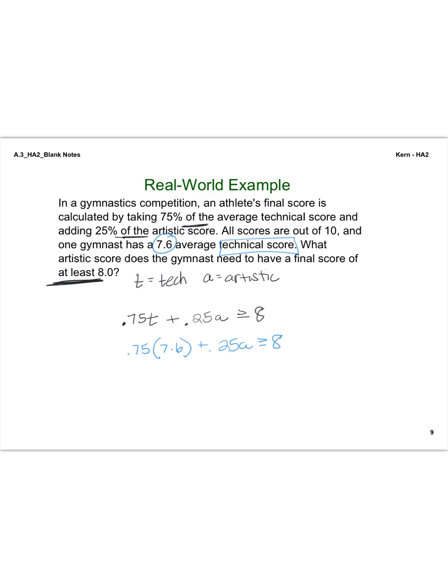Okay, so now we're just solving this problem for A. So when you multiply these together, you get 5.7 plus 0.25A greater than or equal to 8. Subtract 5.7 from both sides. So I have 0.25A is greater than or equal to 2.3. Divide by 0.25. So A is greater than or equal to 9.2. So they need to get an artistic score of at least 9.2.